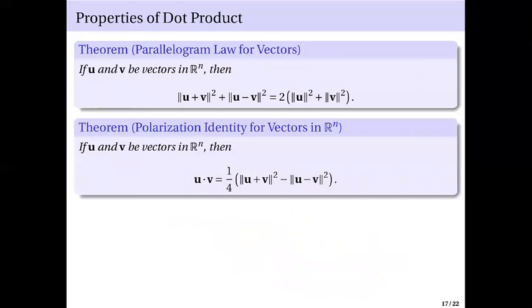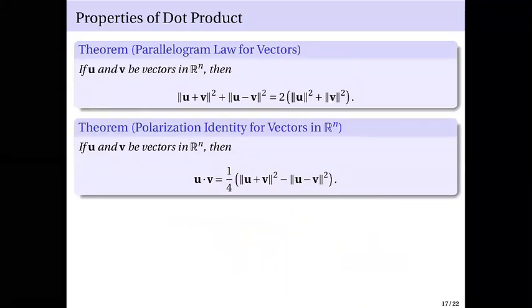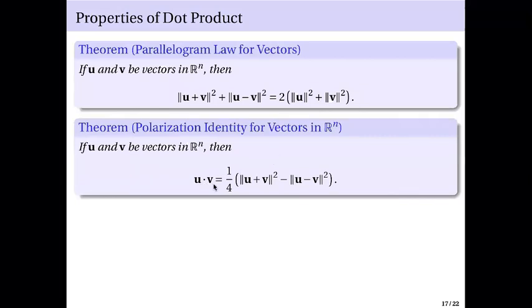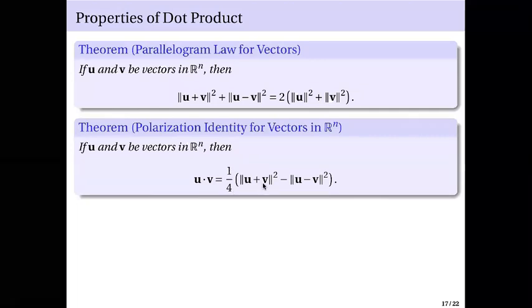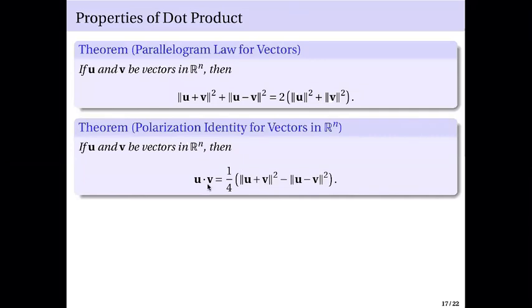Another property here is the polarization identity for vectors. It says that if you take the dot product u dot v, it's equal to 1/4 of the magnitude of u plus v squared minus the magnitude of u minus v squared, in magnitudes.